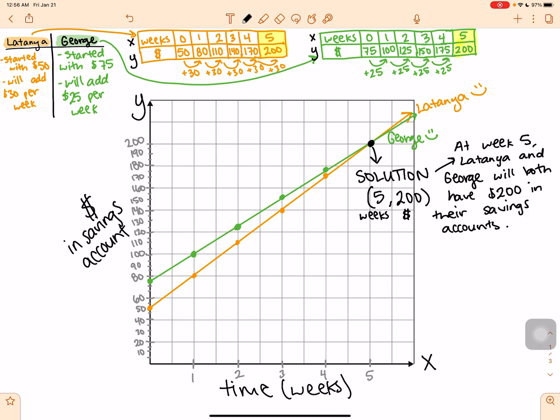Right? So this is really, really important that you guys are able to articulate and put into words what the solution was, like what exactly you found, right? That's really, really important. Okay.